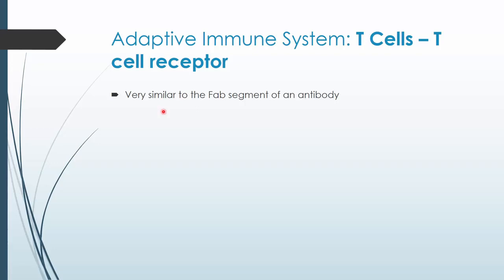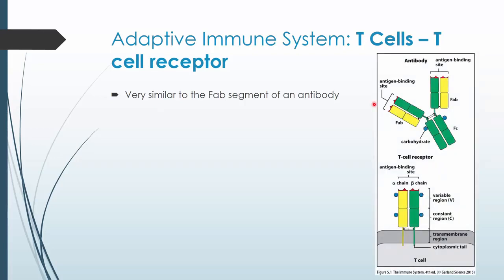It's very similar to the Fab segment of an antibody. In fact, if we look at it, here's an antibody, here's the Fab segment, here's a T cell receptor. It looks almost identical, except instead of having a heavy and a light chain, it has an alpha and a beta chain. Otherwise, its development, its production is very similar. But we'll go through it just for posterity's sake.